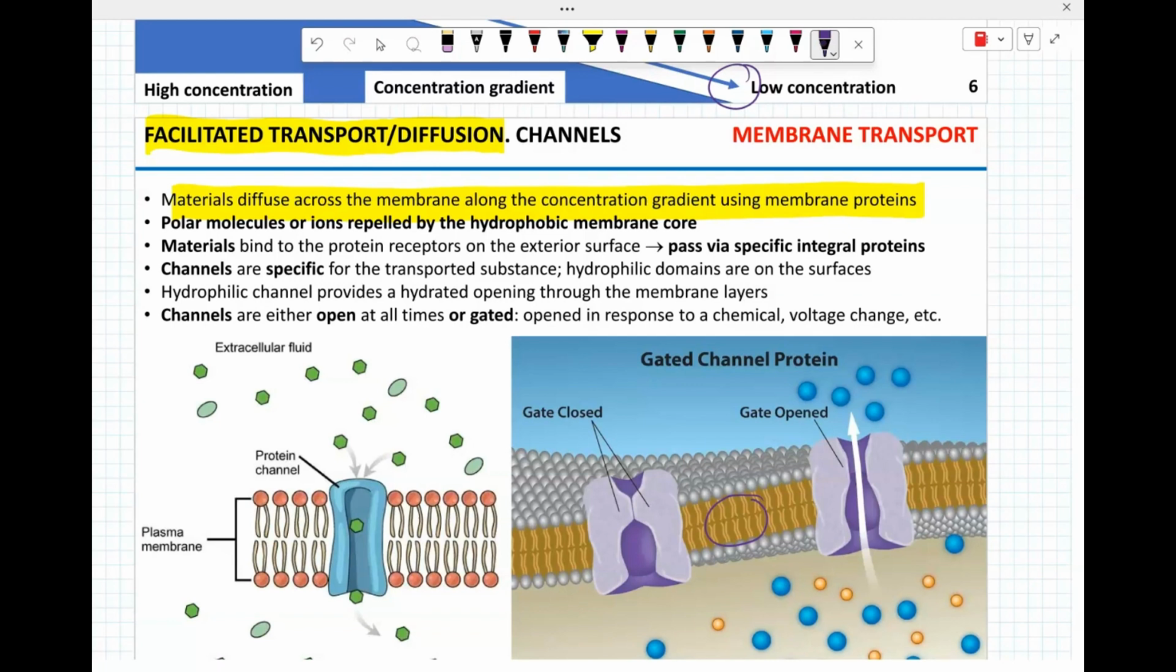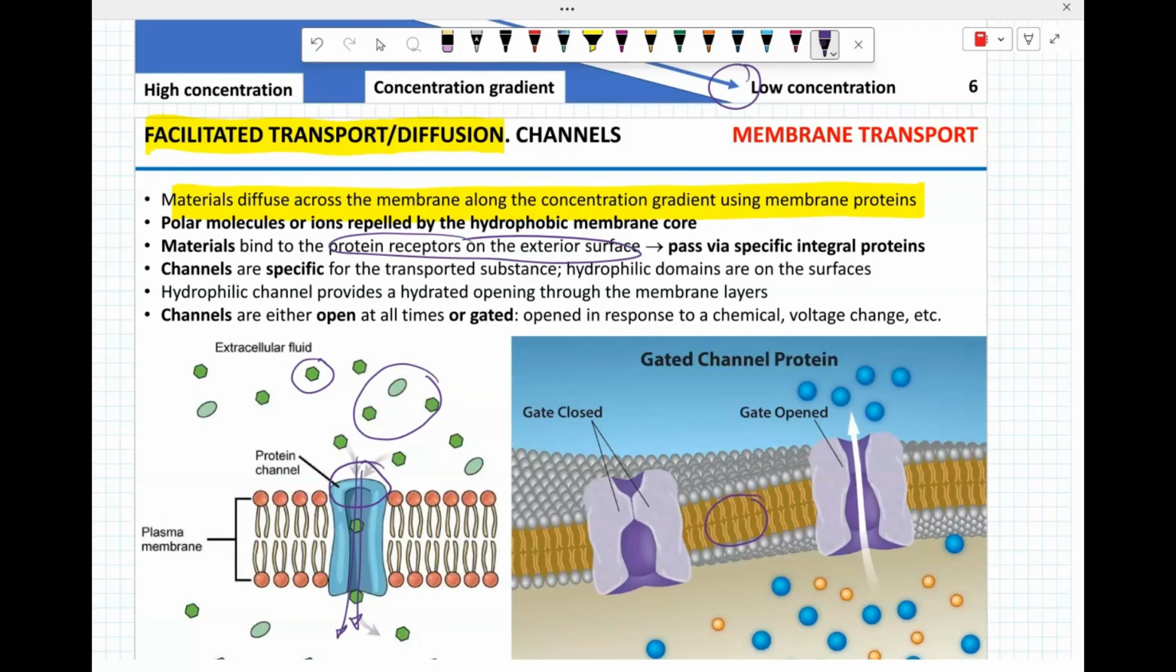So molecules that need to cross the membrane bind to the receptors on the surface of the protein here, and they pass through the integral proteins that we call channels. Channels are specific for the substance that they transport. In other words, you can see two different substances on the exterior side of the cell, but only the green hexagon can be passed through that particular channel. In other words, sodium channel will allow the passage of sodium, but not potassium or calcium, for example, and vice versa.